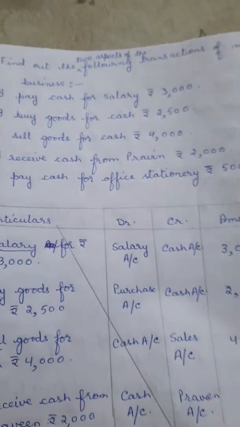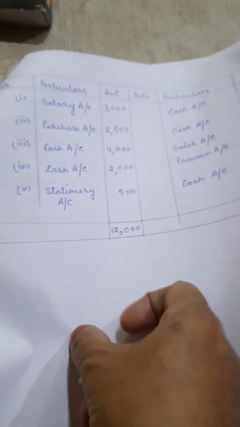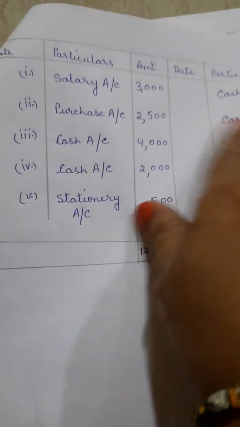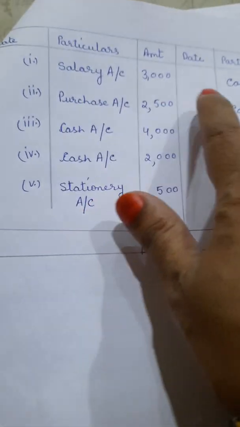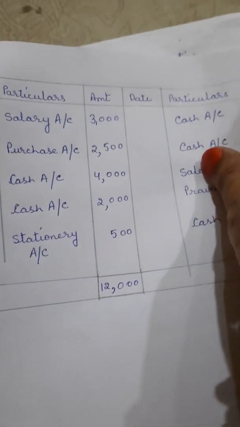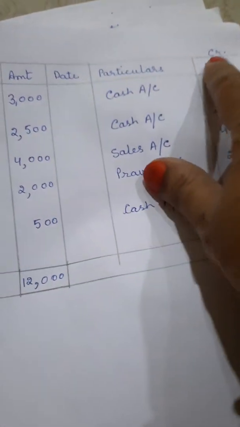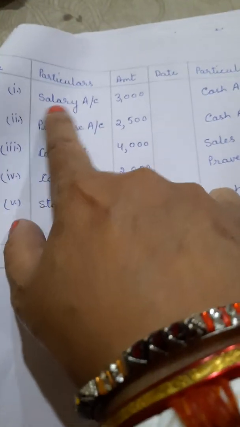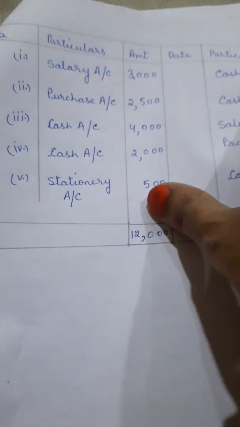This is one sum. We will solve it by making the proforma like this: date, particulars, amount, date, particulars, amount. Debit side here and credit will be written over here, the right side. Number one is I pay cash for salary rupees 3000. What are we going to write? Number one, salary account 3000, cash account 3000.